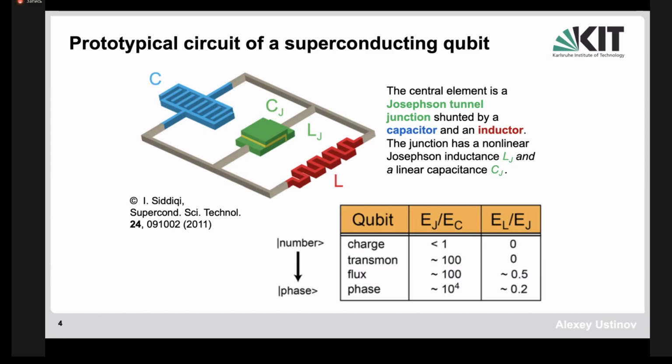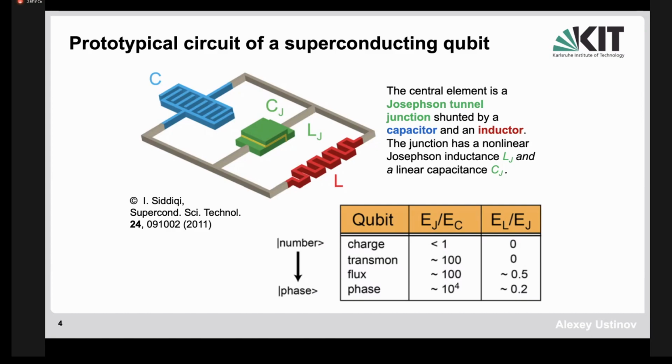This generic circuit has actually been derived after many qubits had been implemented. In the very beginning, 20 years ago, people did not really have this classification. But now, looking back, having many different species of superconducting circuits, one can classify them under the same umbrella of this type of circuit. Now, there are different types of qubits: charge qubit, phase qubit, flux qubit, transmon qubit, and so forth. And we'll talk about all of them.